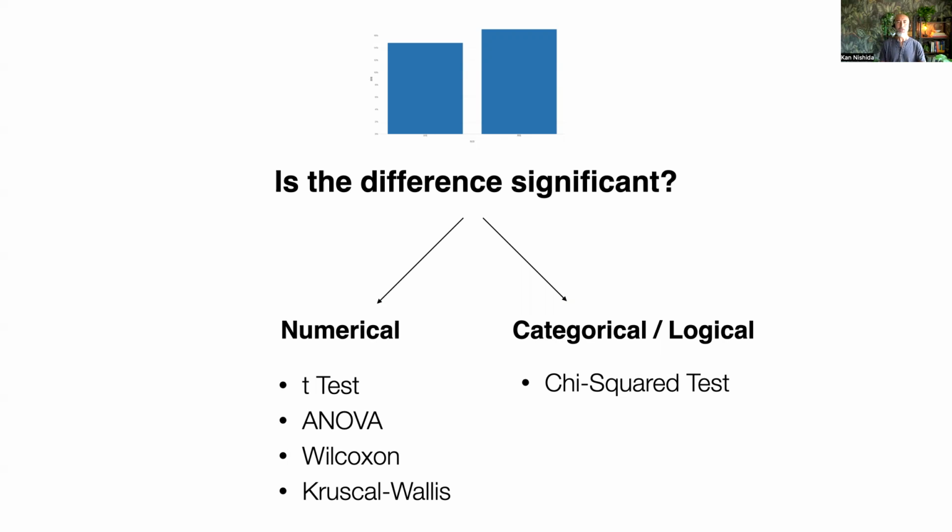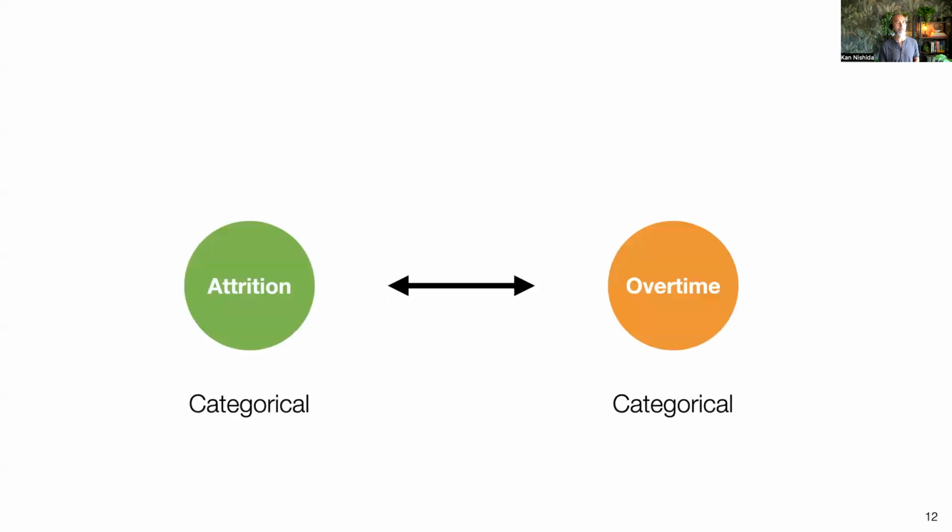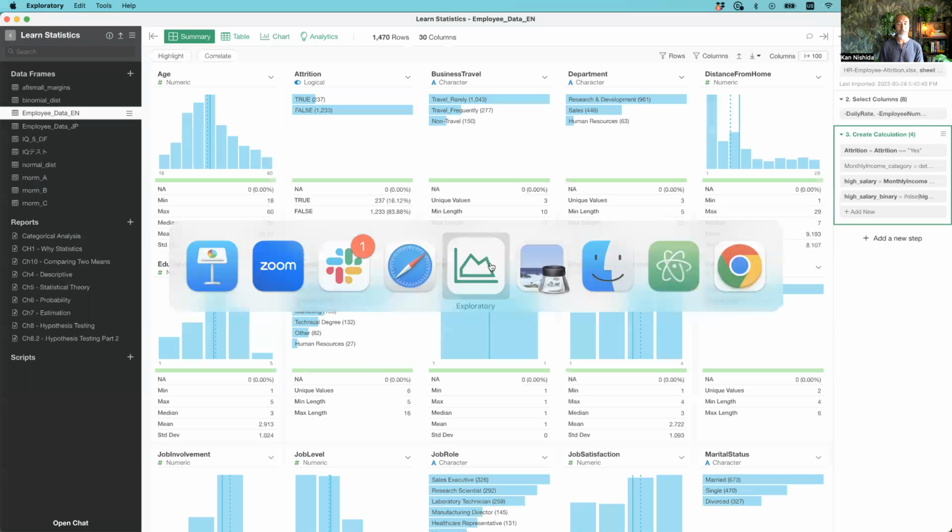Okay, just to make sure what categorical I'm talking about. Categorical is basically when you look at the data, it's characters instead of numbers. That's categorical. So for example, when you have data like attrition, let me go to Exploratory here.